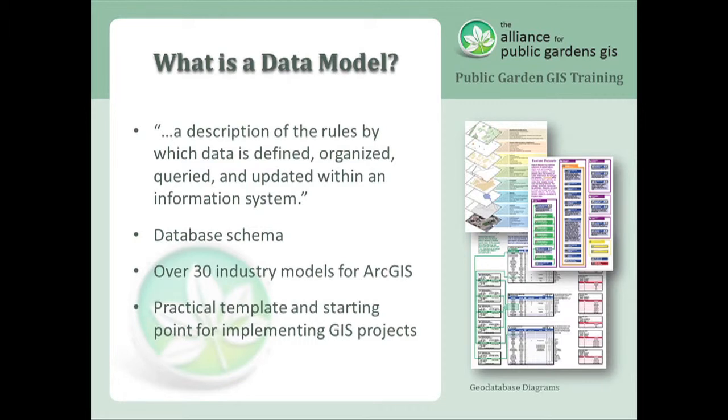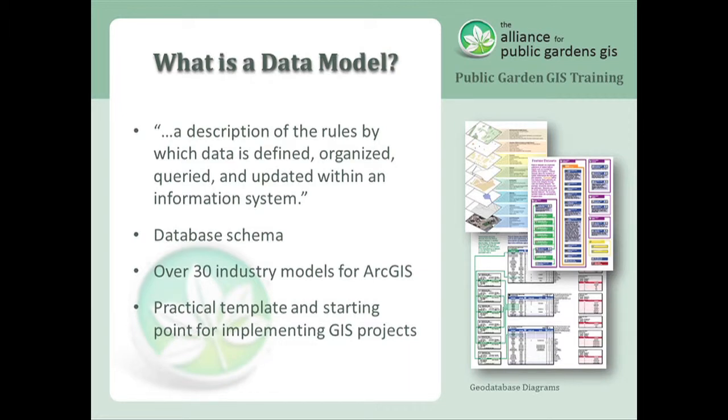There are currently over 30 different data models in existence for ArcGIS, and this is just another one in that series. Those models range from ones for biodiversity conservation, to one for forestry, to another for the oil pipeline industry. So there are all sorts of different things out there that you can do with GIS.